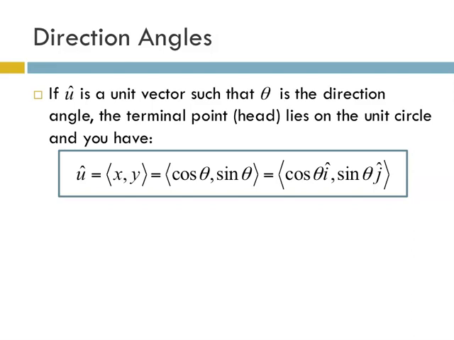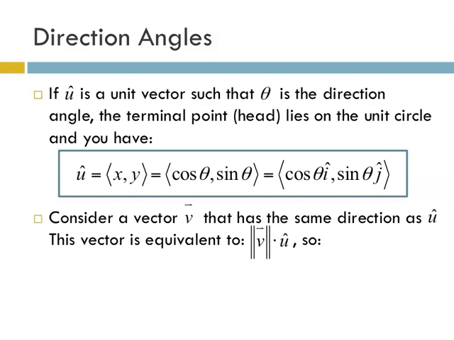Now consider a vector v that has the same direction as unit vector u. Then this vector is going to be equivalent to the magnitude of v times the unit vector u. Where is this coming from? This is actually exactly what we just did, except before, we divided the vector v by the magnitude of v to get the unit vector. Now, on the other hand, if you take the unit vector and multiply it by the magnitude of v, then you end up with vector v, right?